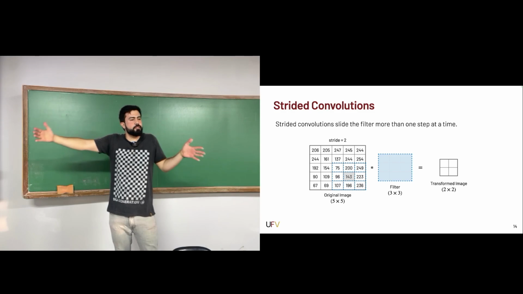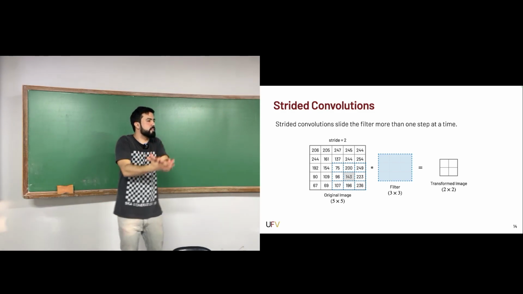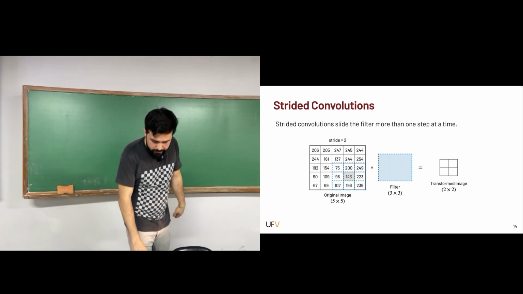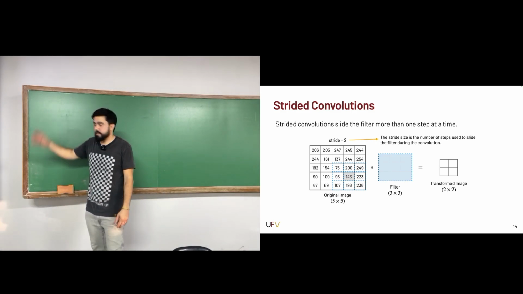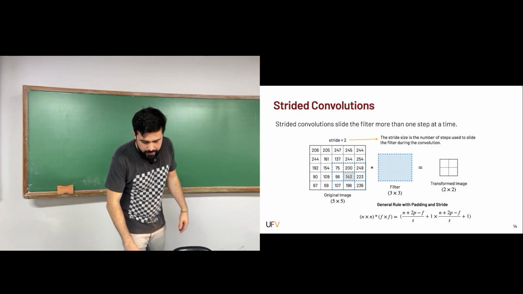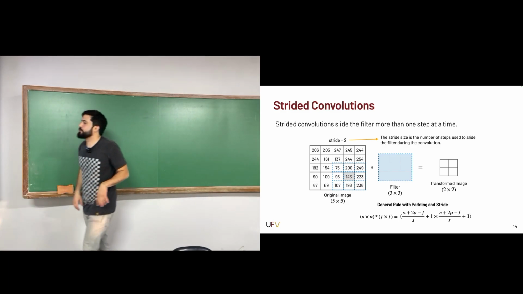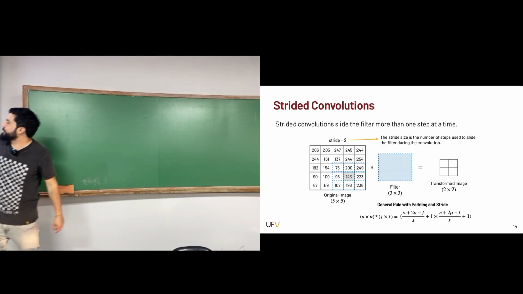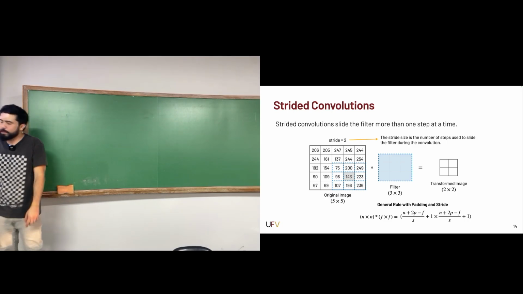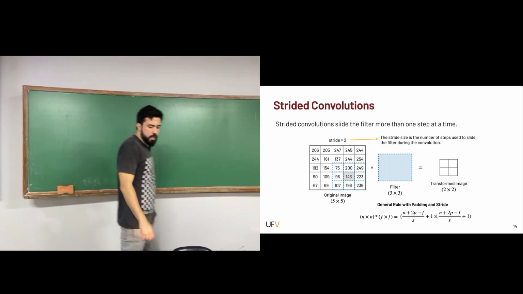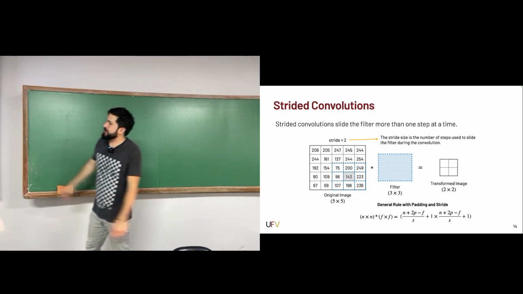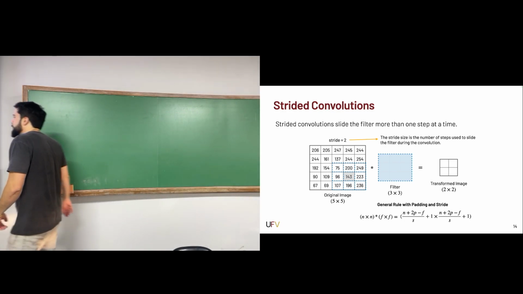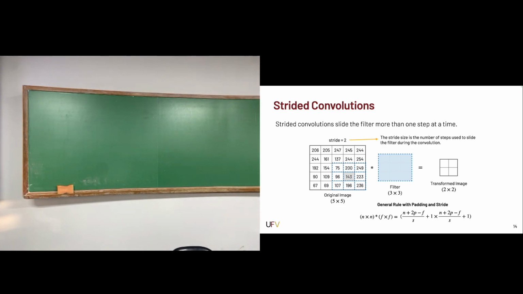So by increasing the stride size, you are decreasing the size of your image more strongly. Okay? I just defined what the stride is. And again, more formulation. Now we have padding and stride, so we can still compute the resulting size of the transformed image by this formula there. Now we have this division by S.